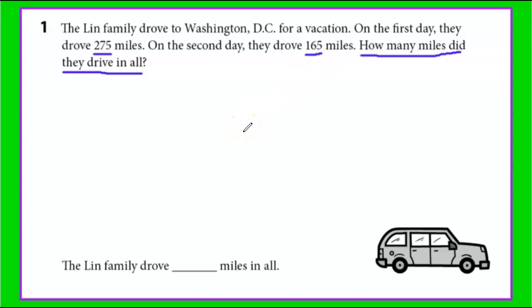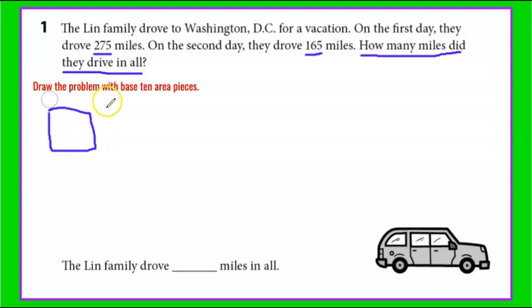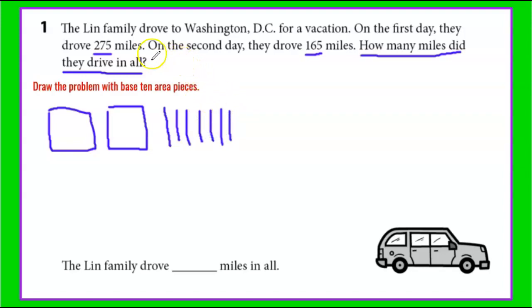But instead of just estimating, I'm going to go ahead and use our first strategy. Our first strategy is draw the problem with base 10 area pieces. Now, we know how to do this. We would take our first number, which is 275, and we draw our hundreds, our squares, so that's 100, 200, and then I need to draw my tens, and a 10 is just a line, so I need 1, 2, 3, 4, 5, 6, 7 tens, and I need my ones.